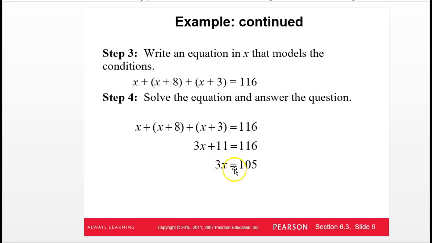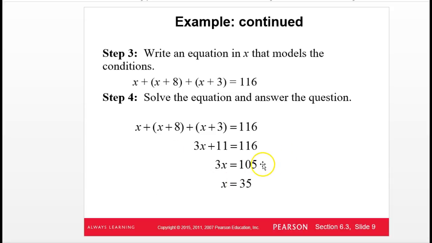So we get 3x equals 105. 116 minus 11 is 105. And then finally, 3 times x equals 105. We don't want 3 times x. We just want x. So we're going to divide both sides by 3. And that will solve the equation, meaning we'll get x by itself at that point. So dividing both sides by 3 gives us the solution that x is equal to 35.